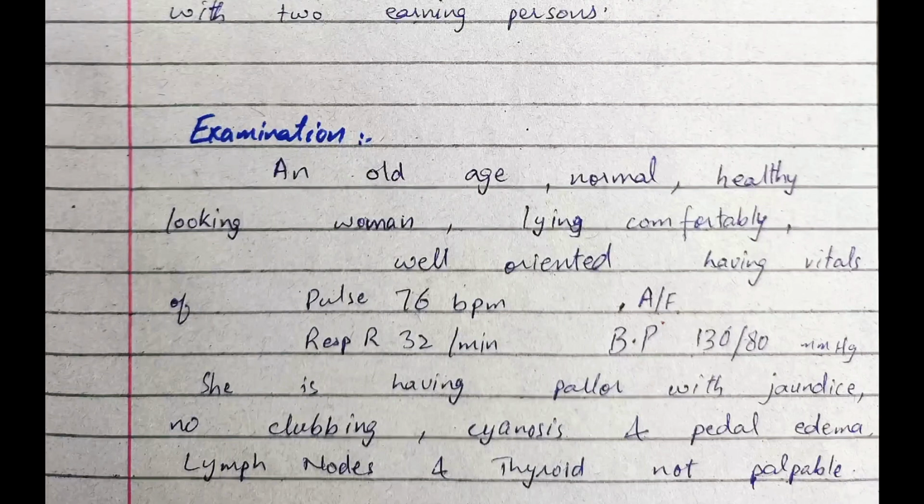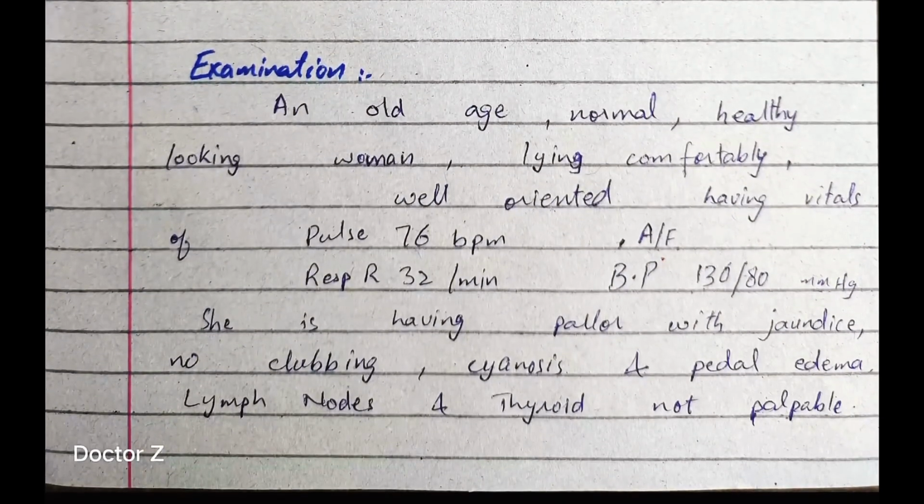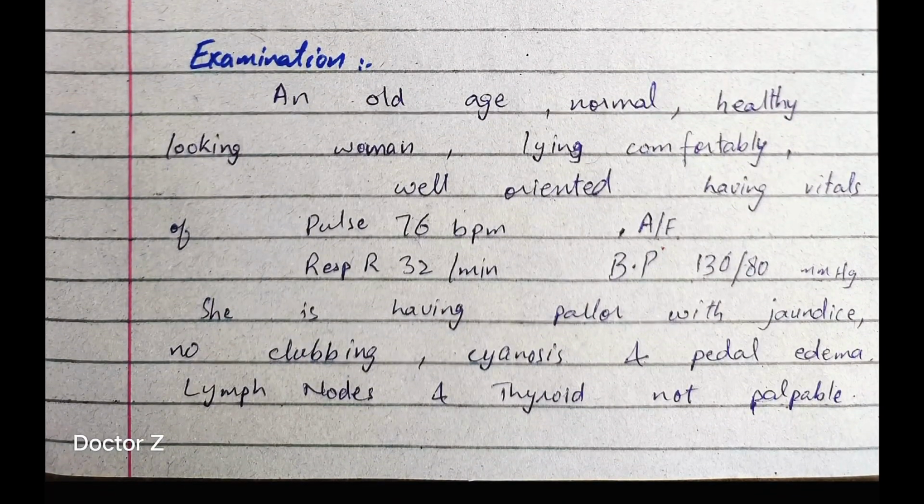In the examination, an old age, normal, healthy looking woman lying comfortably on the bed, well oriented, having vitals of pulse 76 beats per minute, respiratory rate 32 per minute, afebrile, or you can tell here the temperature, afebrile to touch, blood pressure was 130 by 80 millimeters of mercury. She is having pallor with jaundice, no clubbing, cyanosis, and pedal edema. Lymph nodes and thyroid not palpable.